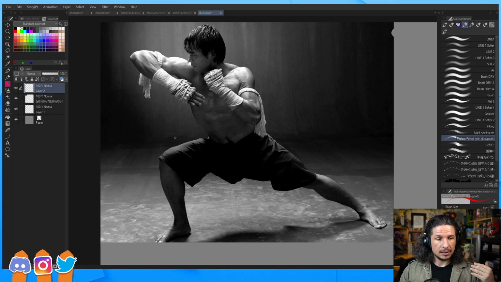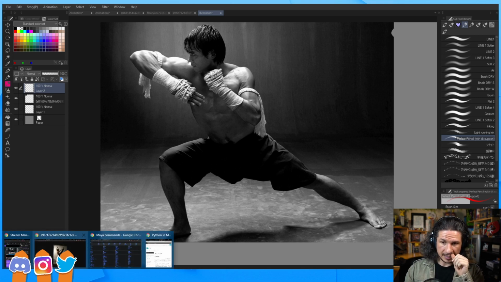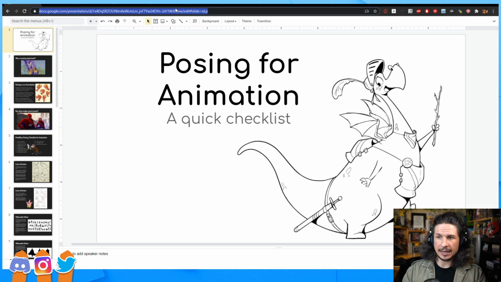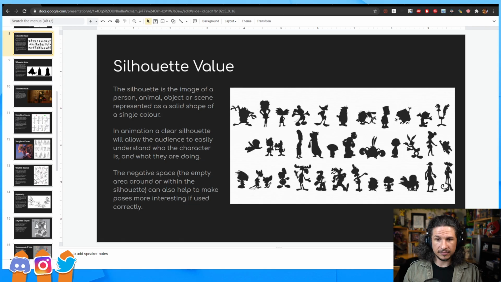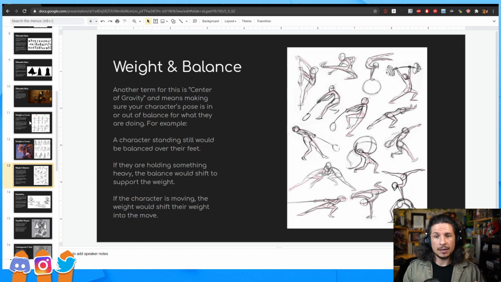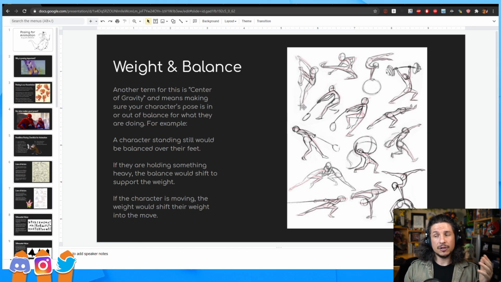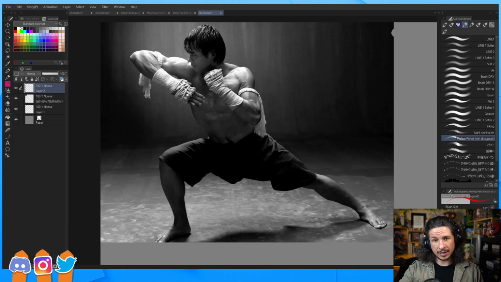Now, if you're unsure of what you should be looking at, I actually have a document here that I created at the end of last year that goes over different things you can look for in a pose to make it interesting, and you can apply into your own poses. So things like line of action, silhouette, all of these, like weight and balance. And these are elements we can look at in the pose right here.